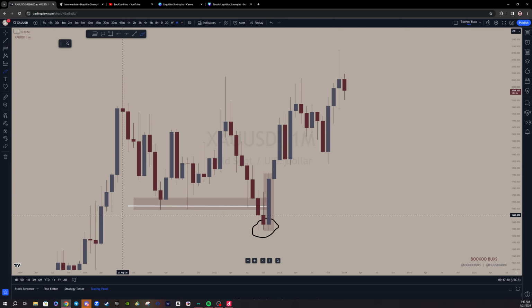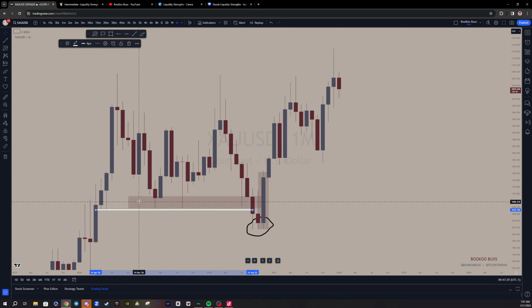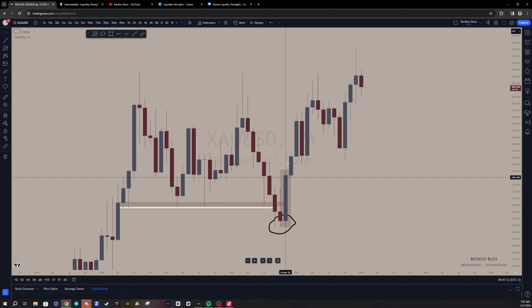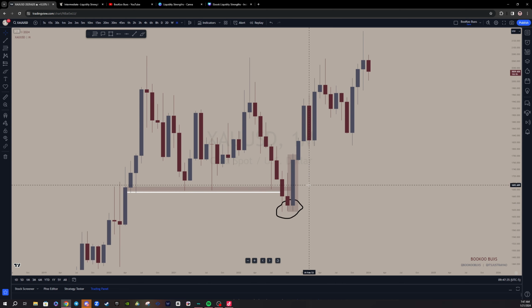It took out several monthly lows. You can see, even make it a little bit cleaner, you can see all of these lows from here getting swept, moving it outwards. This whole area gets swept. And this is what allows price to explode out of here, right?